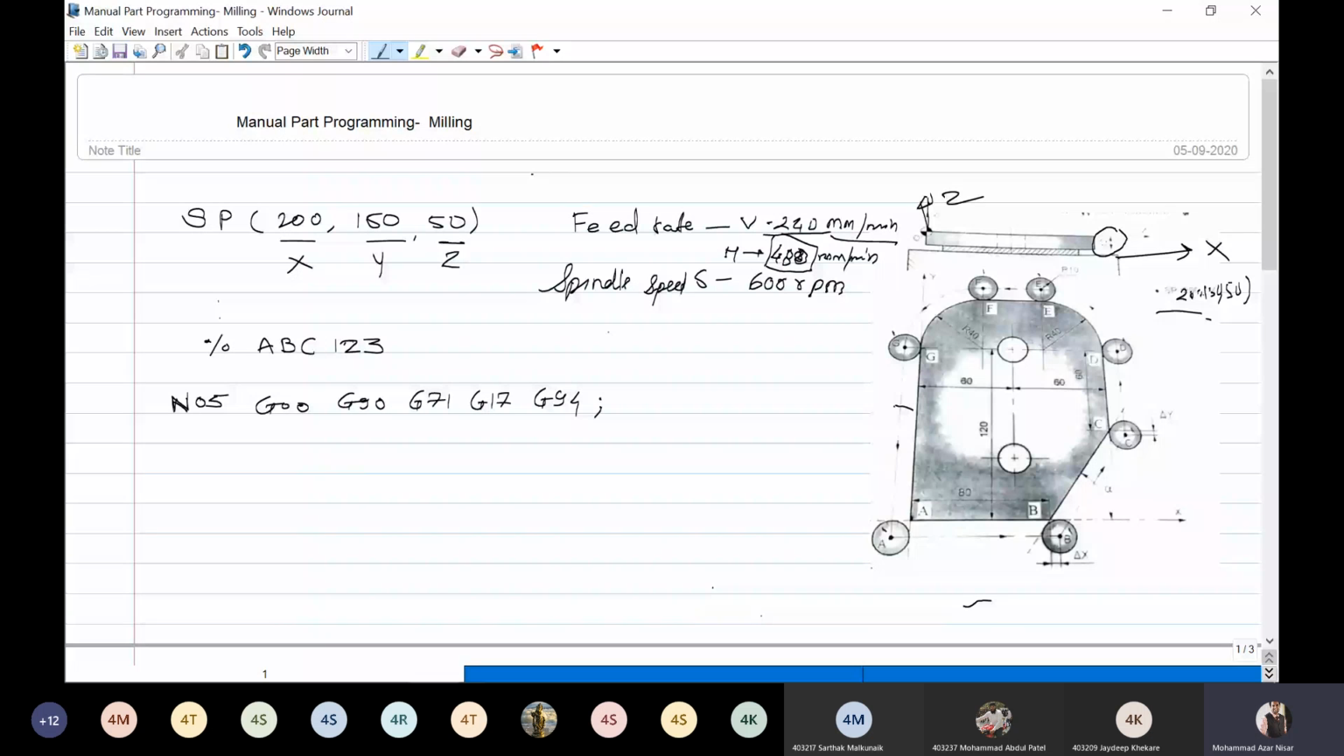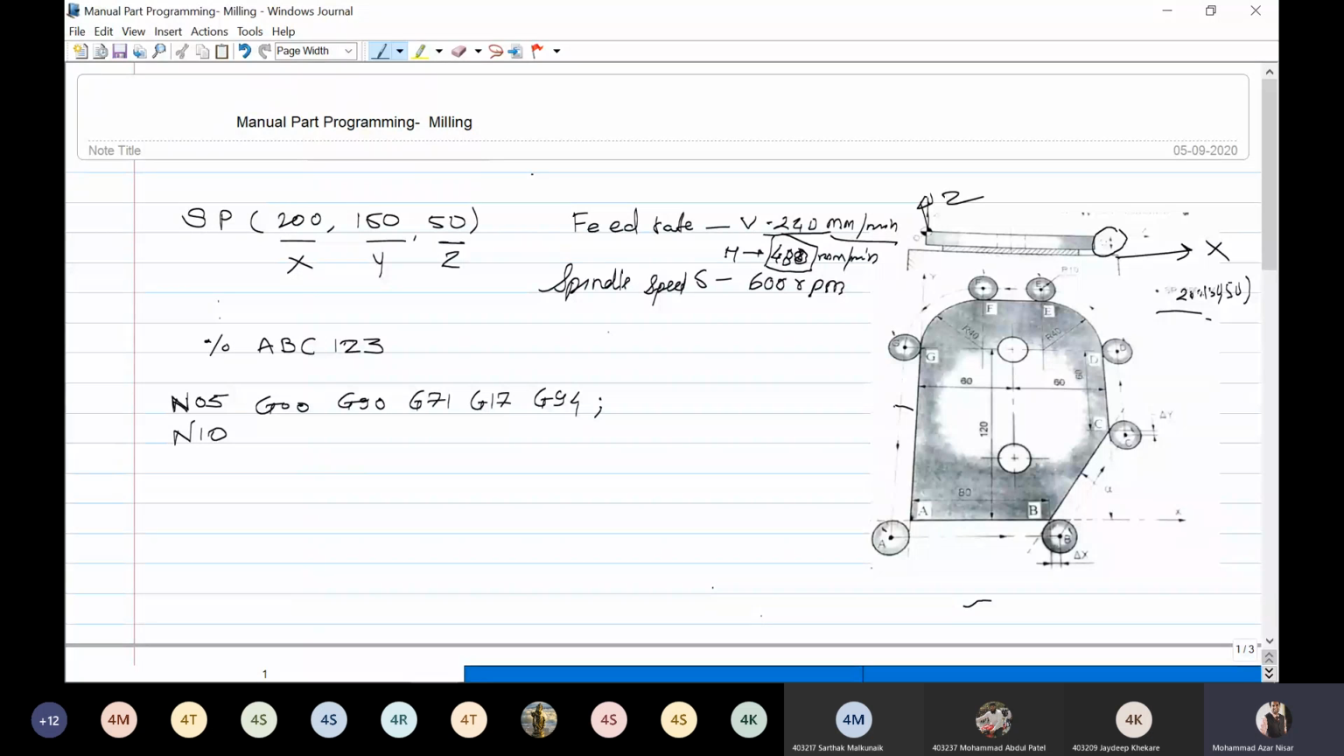So when I explain any part programming, you have to learn those codes by heart, or you can refer to the codes as I explained in the previous lecture, so that you can get the logic of the coding. Then after this, I will use the next series, that is N10. So the gap between the two series is 5, so I can edit up to 5.